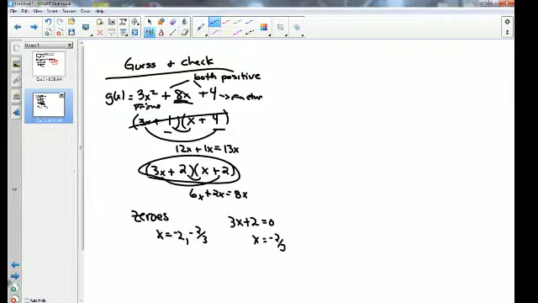So guess and check, that's the process. Any questions?